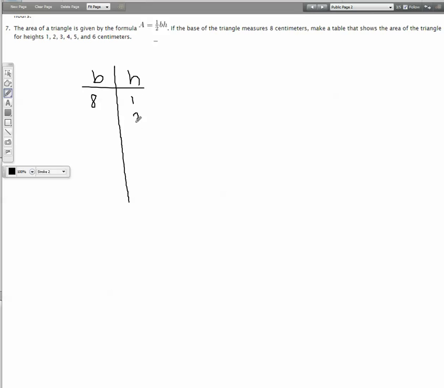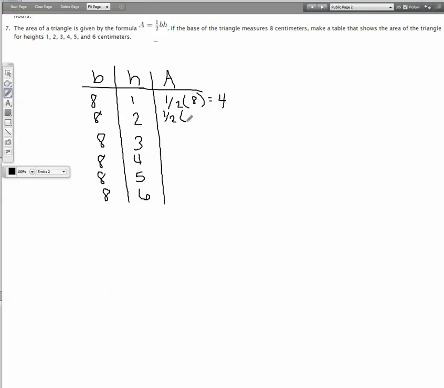So 1, 2, 3, 4, 5, and 6. But the base is always going to be 8 for each of these. Let's go ahead and find the area. Well, area equals 1/2 base times height. So 8 times 1 is 8, so half of 8 is 4. Base times height if the height is 2, that's 16, so half of 16 is 8.